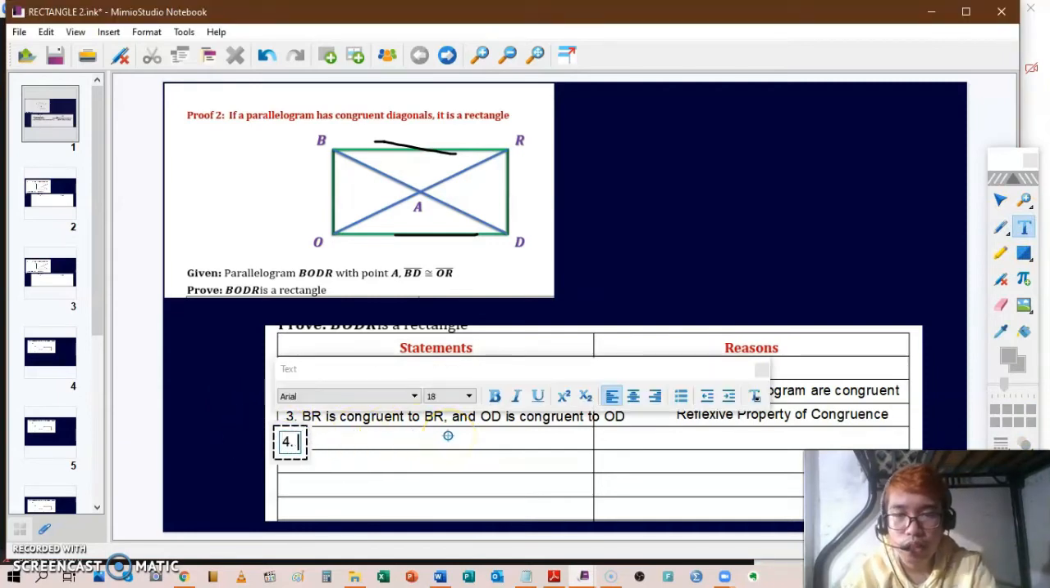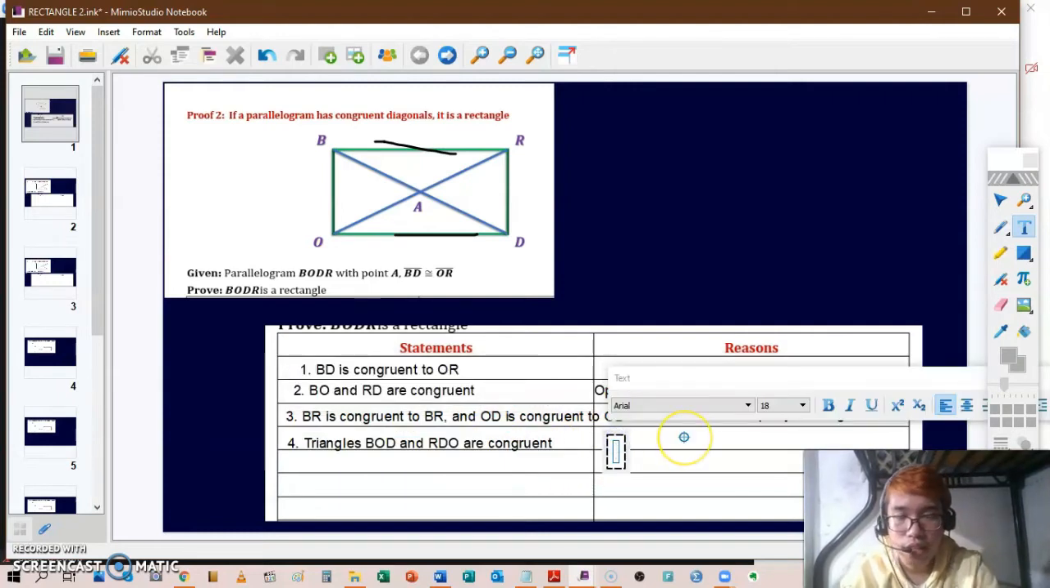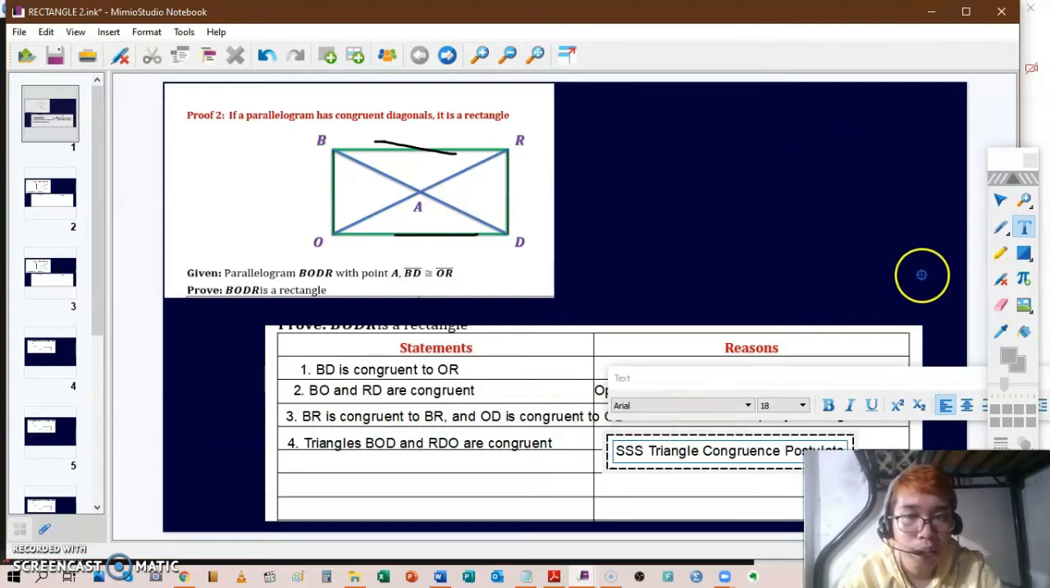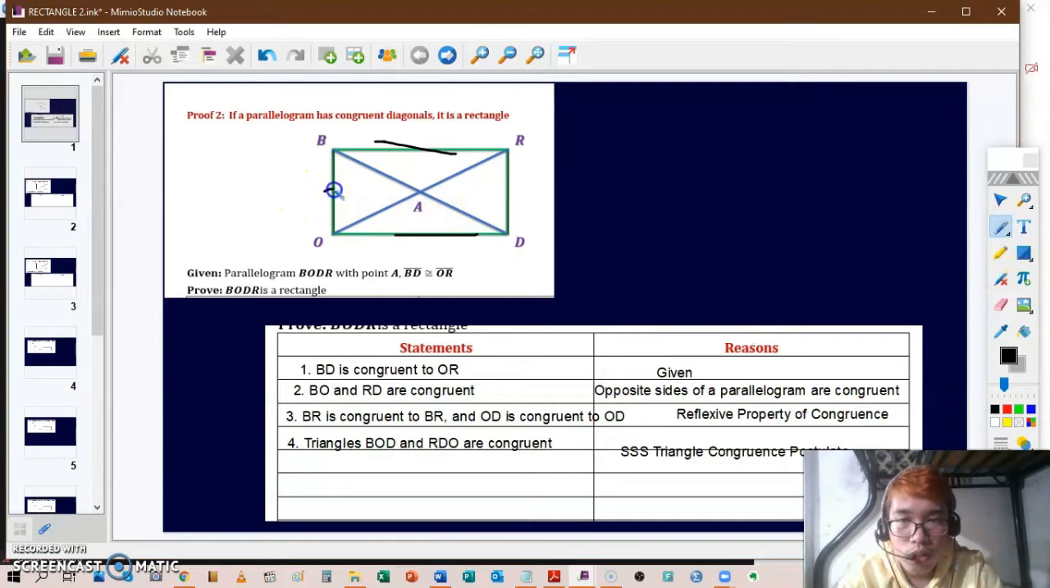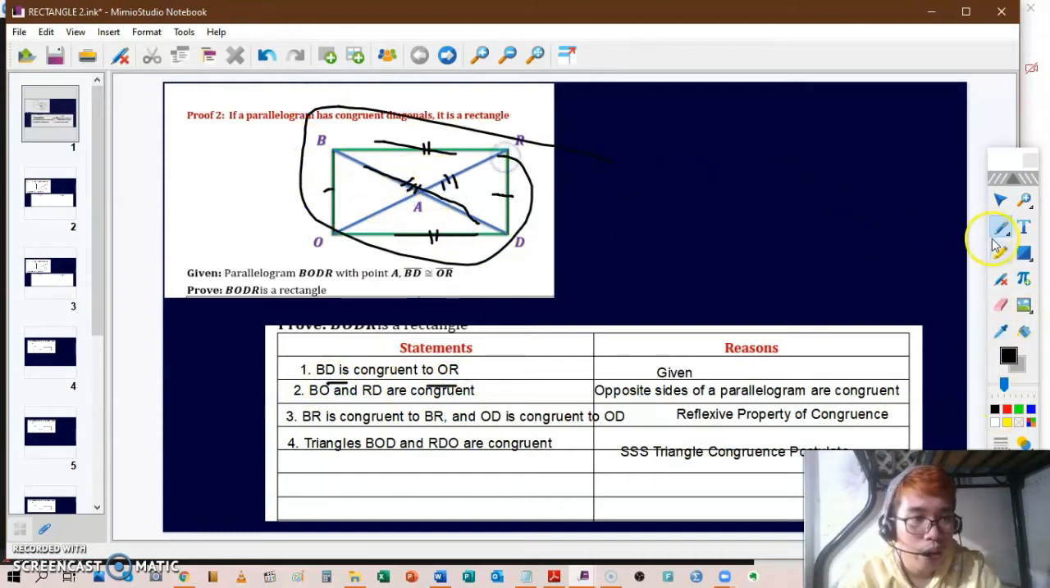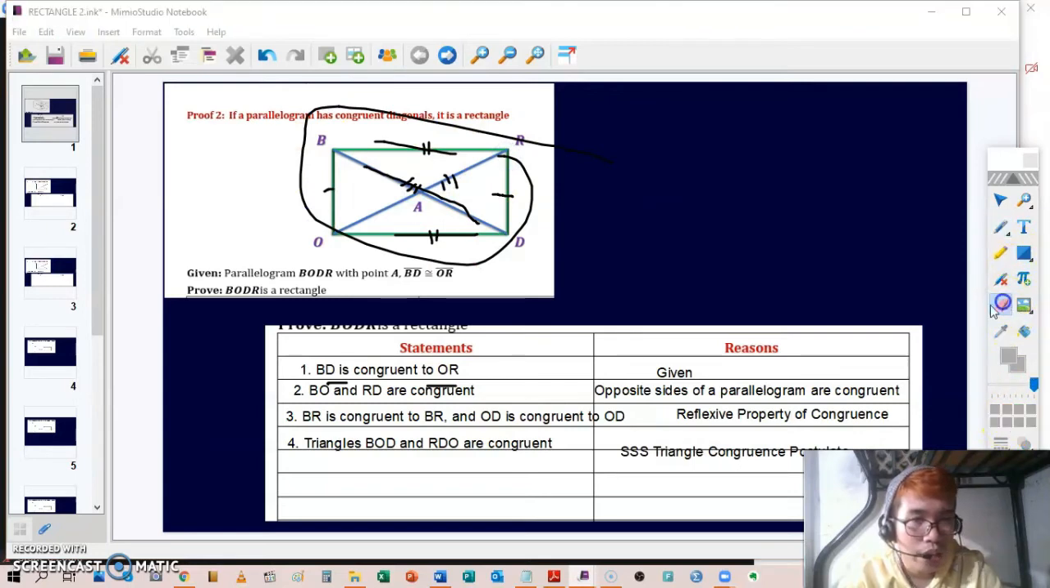And for number 4, we can state here that triangles BOD and RDO are congruent to each other using the SSS triangle congruence postulate. So how did that happen? We have BO is congruent here, and OD is congruent to itself, and BR is congruent to itself, and we have BD is congruent to OR. The diagonals are congruent to each other, and therefore we have three sides that are congruent to each other for the two triangles.